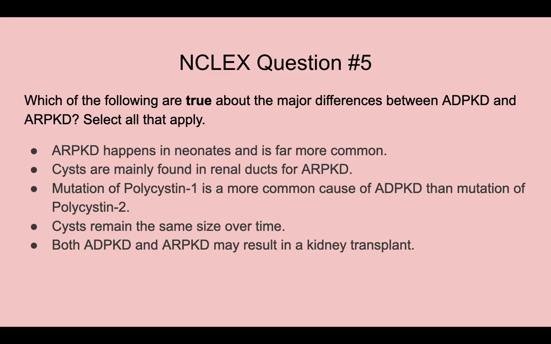Although for the first one, autosomal recessive does happen usually in neonates, it is less common than the autosomal dominant, so that one's false. For autosomal recessive, B is true because it is usually found in the renal ducts. C is also true. Polycystin 1 is usually about 85% of cases, so that is more common, and that is true. Cysts remain the same size over time? They actually usually get bigger, so that is going to be false. And then, like we said, kidney transplant is usually the best treatment, so that is also true.